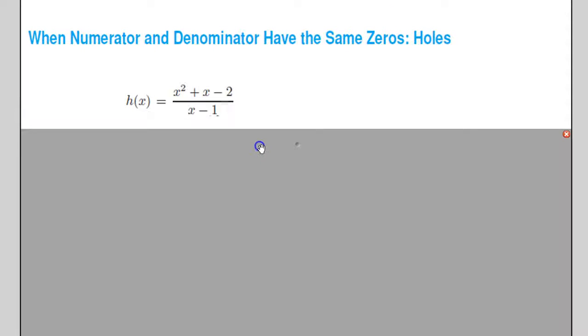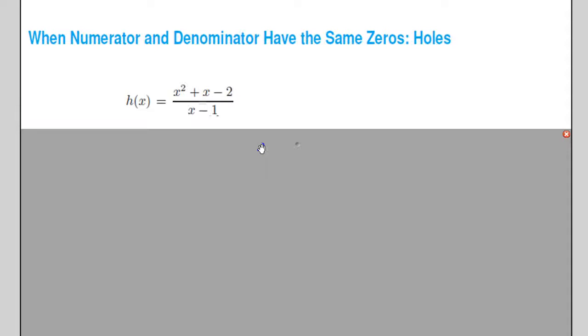Last possible thing. Is it possible for the numerator and the denominator to have the same zeros? Yes. And when that happens, how does it affect the graph? I'll give you a hint. It gives you a removable discontinuity or a hole, if you guys remember. So let's look at an example.